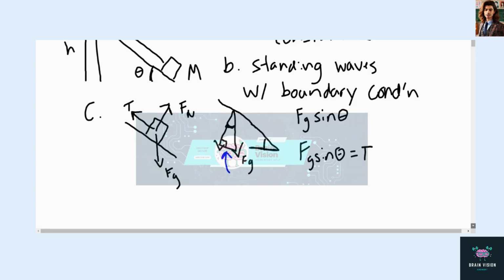Now, that's great. We have our expression for T, except we don't know what FG is. FG is not one of the variables that were given at the beginning. So we have to rewrite that using variables that we can actually use in our answers. And of course, FG is going to be equal to the mass of the box times the acceleration due to gravity. So that makes T equal to big M times G times sine theta. That gives us our answer for part C.